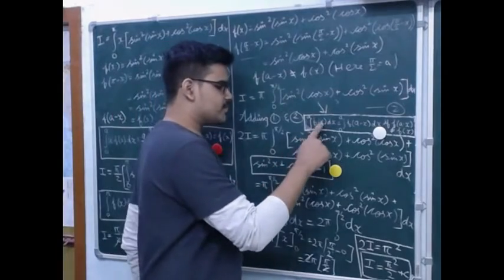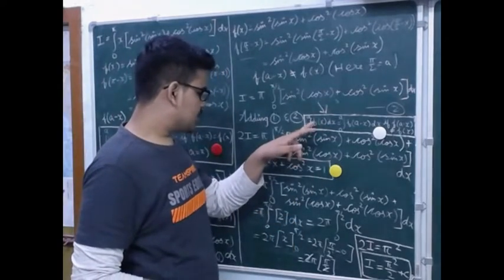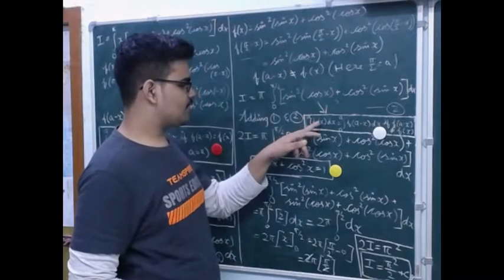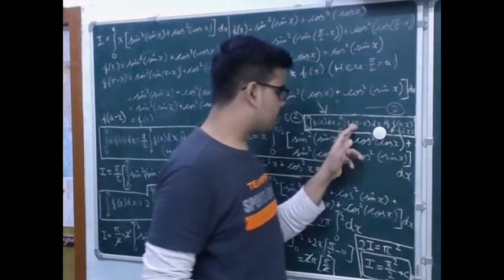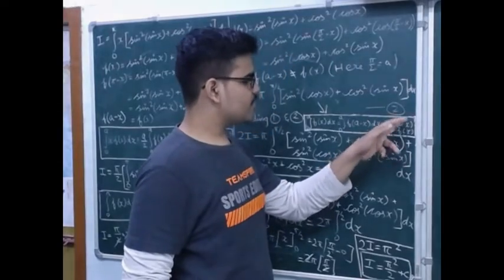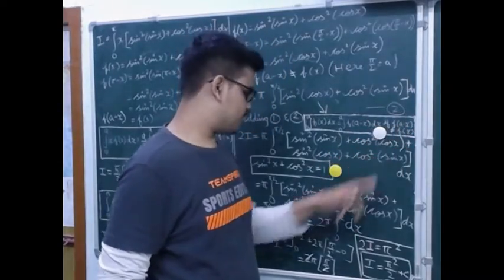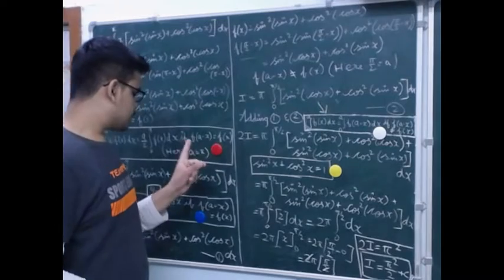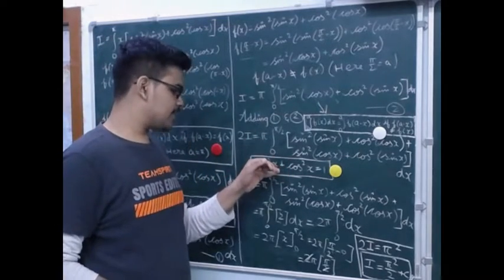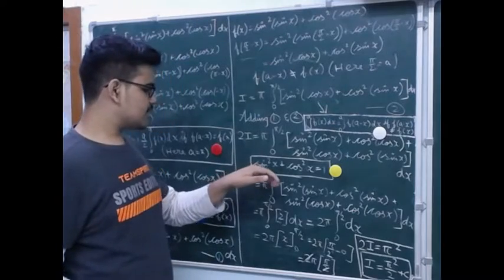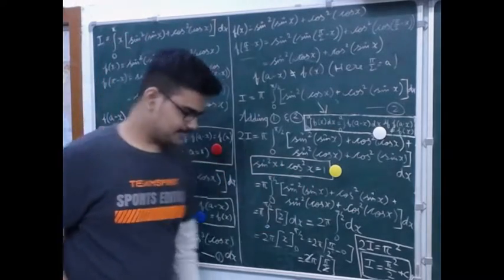The third property we use in this sum is the integral between the limit 0 to a of f(x) dx is equal to the integral between the limit 0 to a of f(a minus x) dx, if f(a minus x) is not equal to f(x). And apart from these three integral properties, we use another trigonometric identity here, which is sin² x plus cos² x is equal to 1.